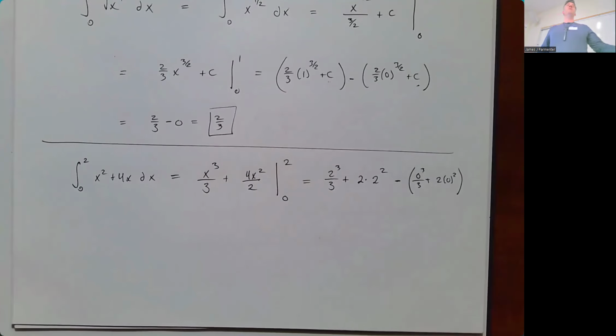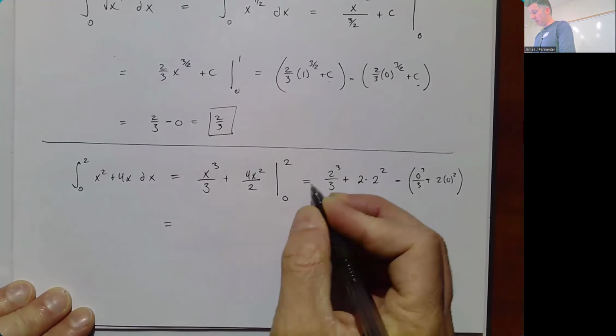Point of interest, or something to be aware of: a lot of the time when you plug in 0, everything becomes 0. But not always. Like e to the 0 is 1. Cosine of 0 is 1. Lots of things evaluated at 0 don't just end up being 0. So make sure that when you're plugging in 0, you don't just automatically assume it's all going to turn into 0. A lot of the time it will, but not always.